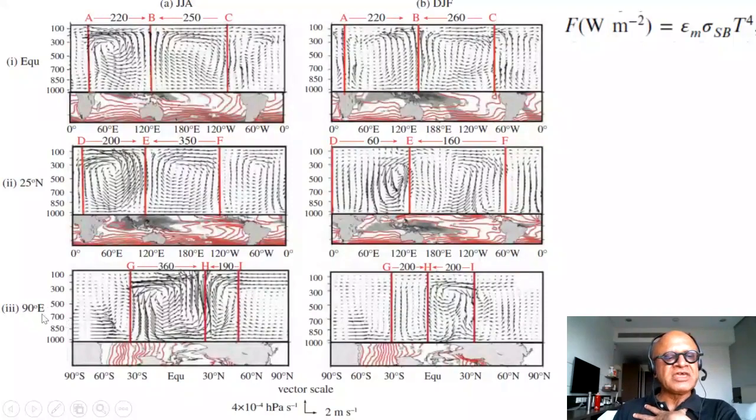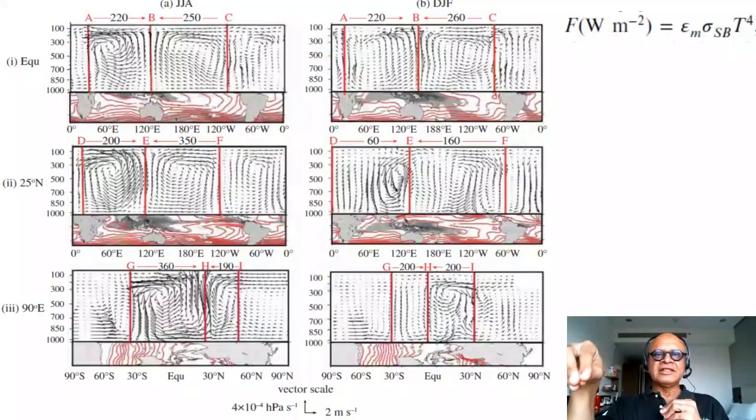If you go to 90 east and look at the meridional section, 90 east is basically in the Indian Ocean. You can see that you have a very strong rising motion and sinking over here at 30 south. When you look at the zonal mean meridional sections, typically you talk about rising in the tropical regions and sinking of the Hadley cell at, let's say, 30 south, 30 north, and then you have other cells going further north and south.